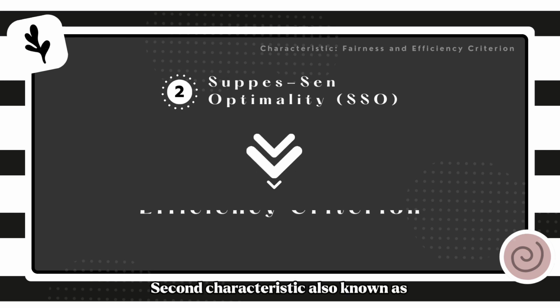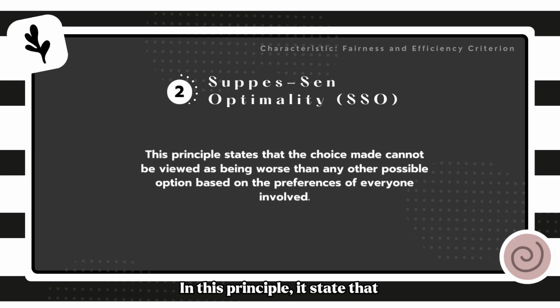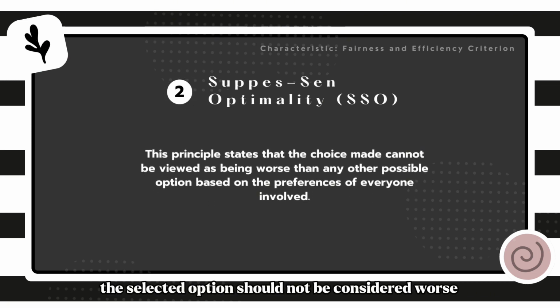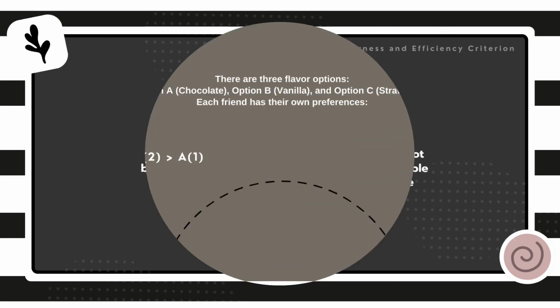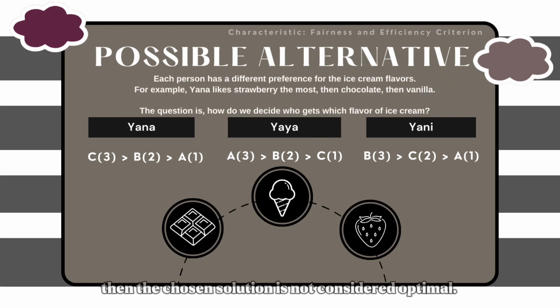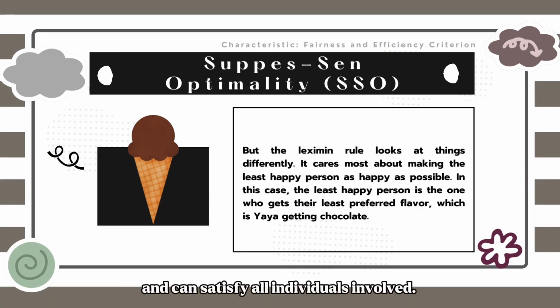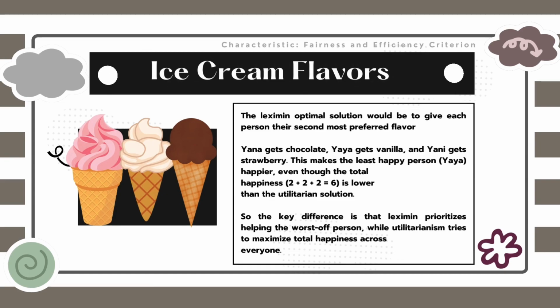The second characteristic is also known as the fairness and efficiency criterion. This principle states that the selected option should not be considered worse than any other possible alternative according to everyone's preference. To understand more, if there is another option that everyone agrees is better, then the chosen solution is not considered optimal. SSO seeks to find a solution that is both fair and can satisfy all individuals involved.